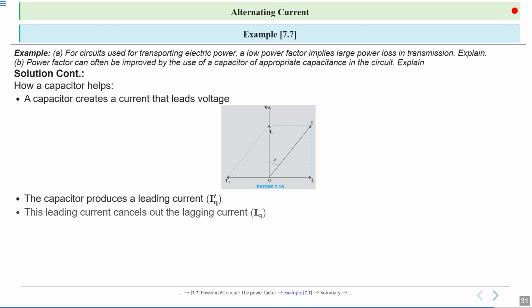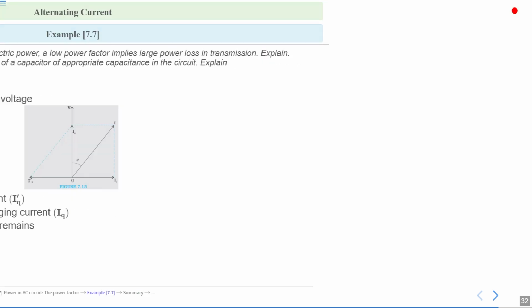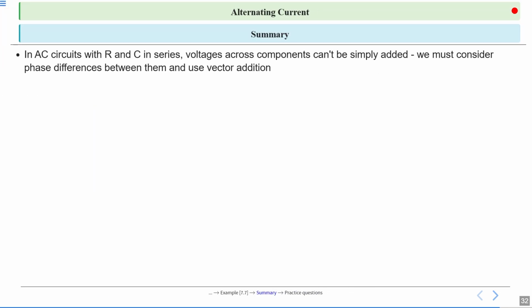This leading current cancels out the lagging current. So this leading current, which is coming across the capacitor, will cancel out this lagging component IQ. Only the useful current IP remains, because IQ dash will cancel this IQ. So only IP will remain, and this is the useful, or we can say power component, due to which power is being dissipated. Okay, so let's see the summary.